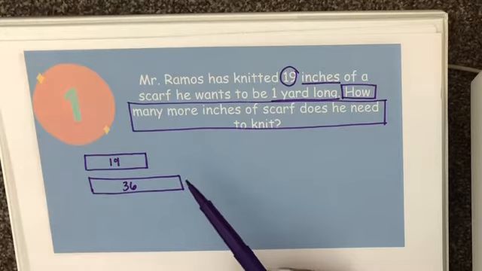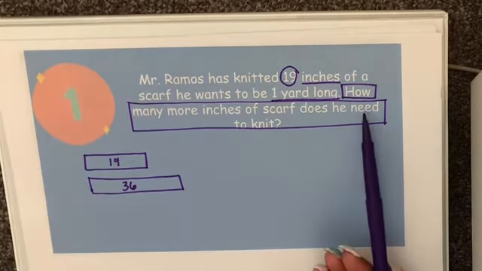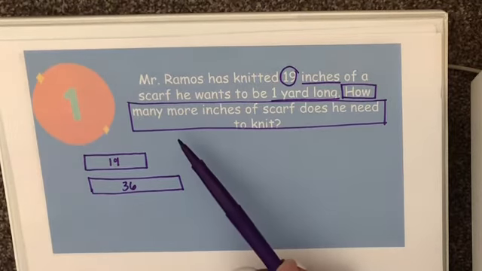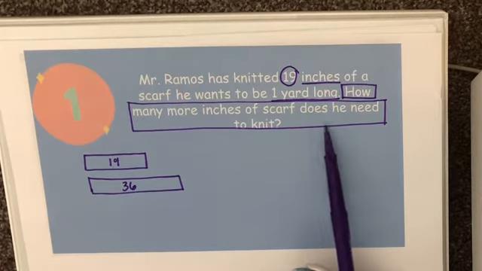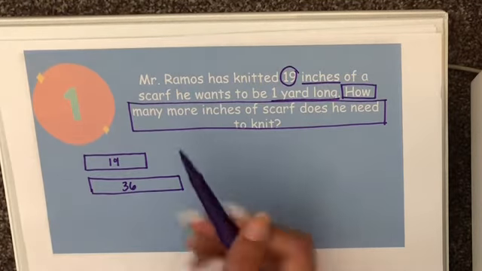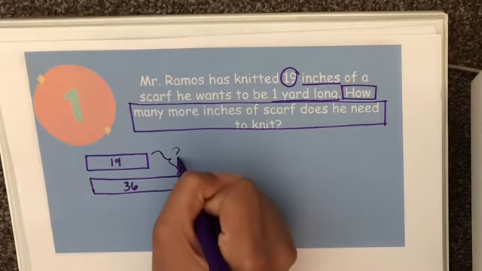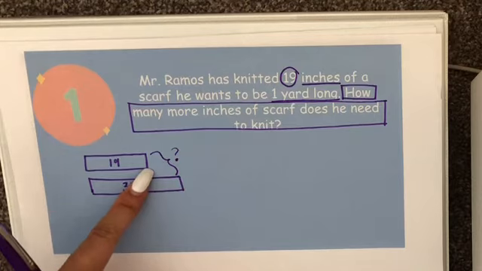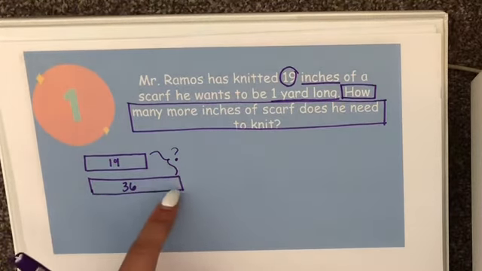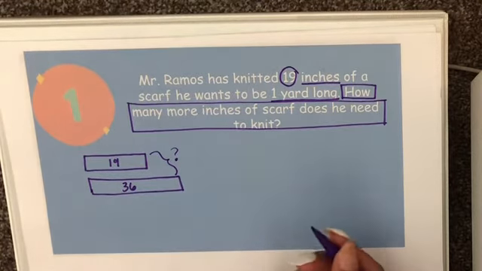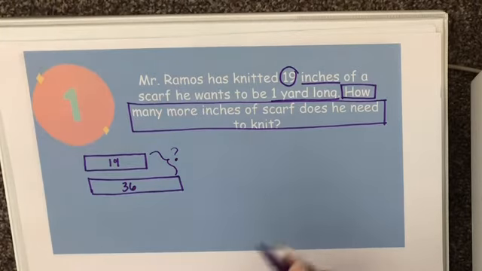But we're missing something for this tape diagram. We're missing something very important. Let's use our question to see if we can figure out what it is that we're missing. How many more inches of scarf does he need to knit? Well, if we're looking at this part right here, this is our unknown. So we're trying to figure out how much we need to add to the 19 to get it to 36. All right, well, now my second step would be to come up with a number sentence.